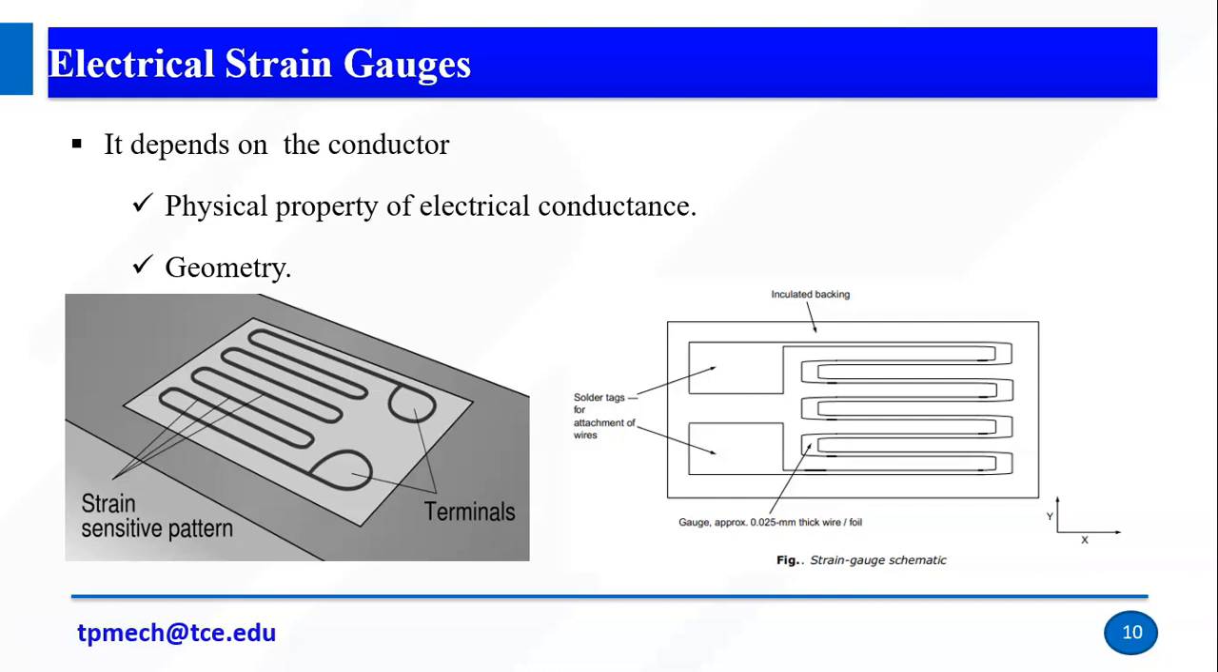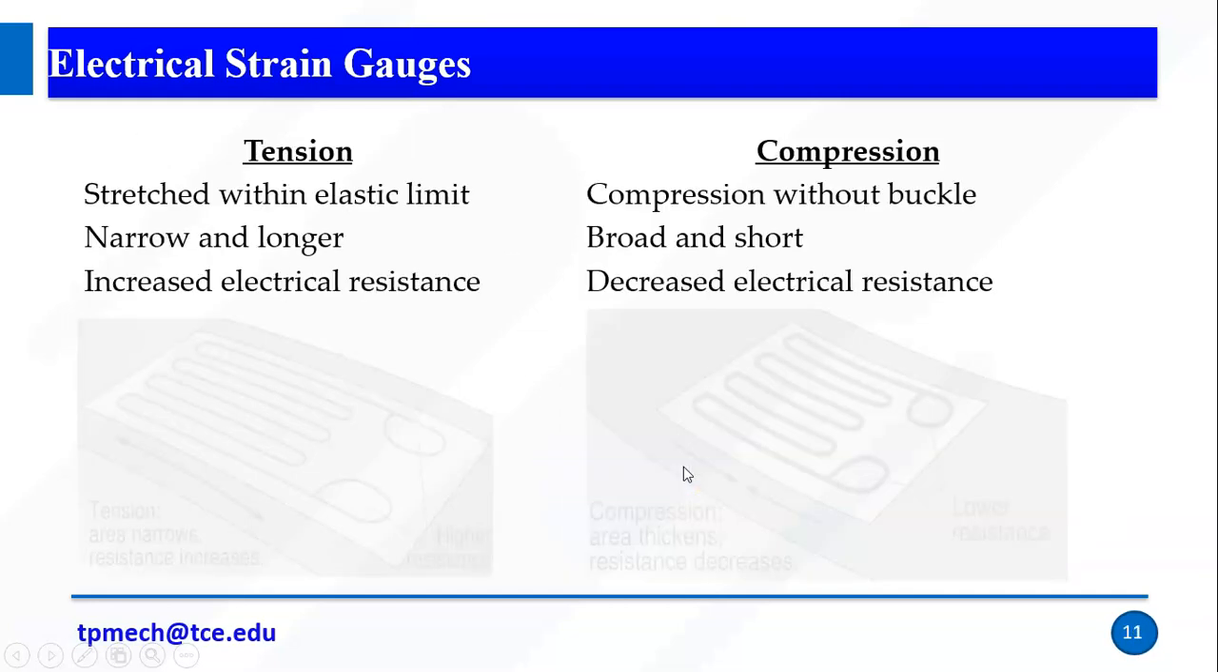The strip is made by some electrical wires or coils, right? These wires or foils are generally made of strain-sensitive material. The pattern also differs. So this is the image of electrical strain gauges, right?